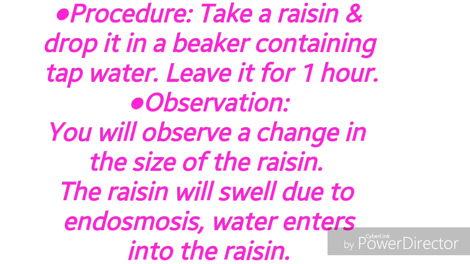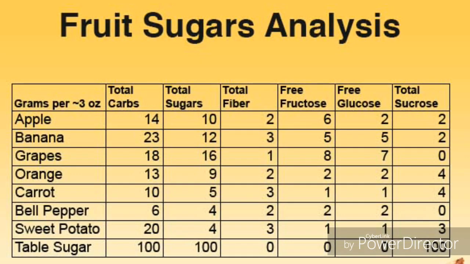Students, generally all the fruits are sweet in taste due to the presence of a sugar called fructose. It's an organic compound. In this experiment, water is entering into the raisin from the beaker by crossing the cell membrane due to the presence of some sugars in it, that is fructose.